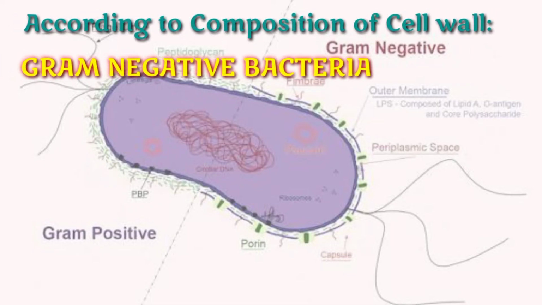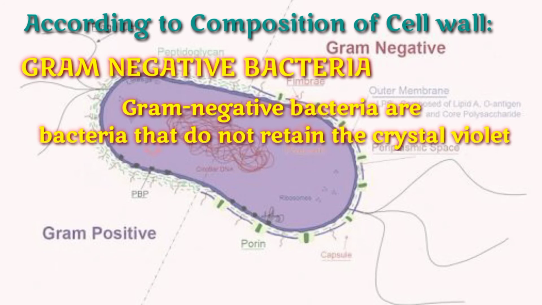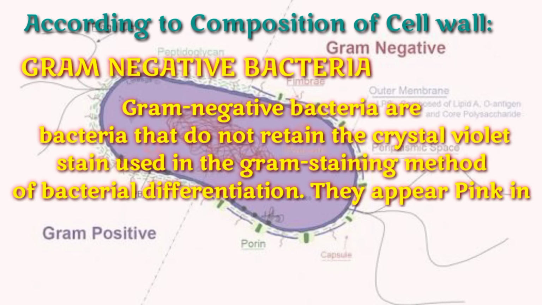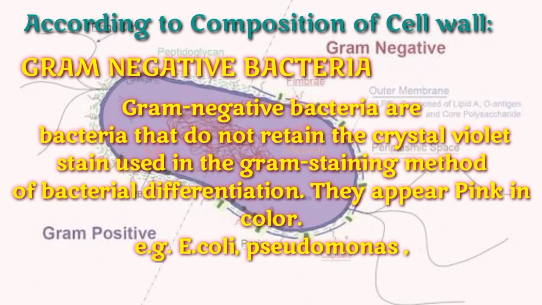Gram-negative bacteria. Gram-negative bacteria are bacteria that do not retain the crystal violet stain used in the Gram staining method of bacterial differentiation. They appear pink in color. E.g. E. coli, Pseudomonas, Yersinia pestis.